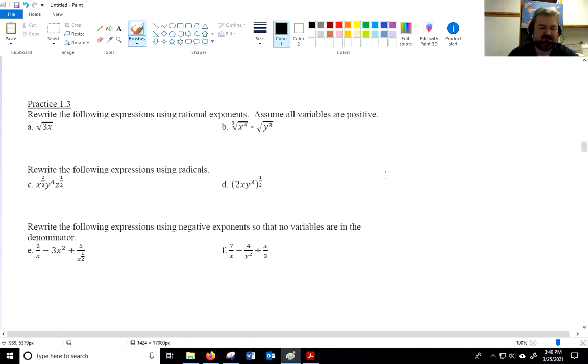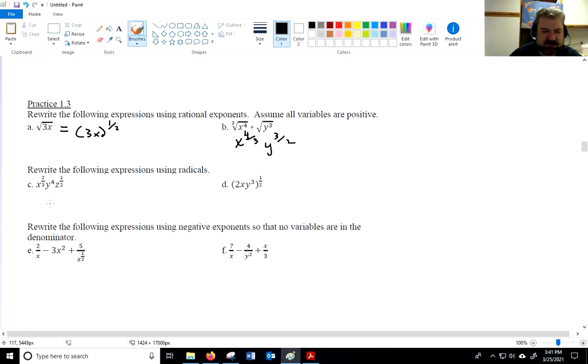All right, on practice 1.3, you were to rewrite the following expressions using rational exponents. So let's do that. The square root we know means 1/2 power, and I need parentheses around it. This becomes x to the 4/3, and this part becomes y to the 3/2, and that's all I can do.